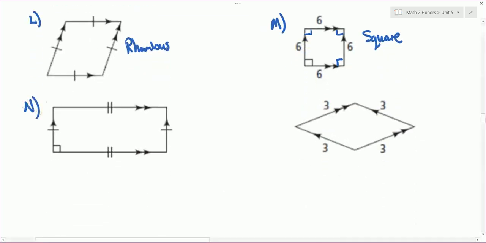N. We have a parallelogram, and again, we're going to get 90 degrees on all 4 corners for the same reason. So this is a rectangle. O, we have all 4 sides the same length, and so this is a rhombus.